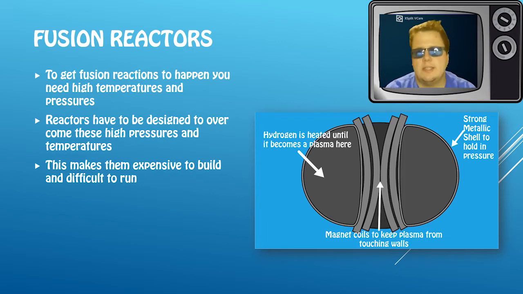Now, reactors are designed to overcome these high temperatures and high pressures. Where we do this is strong metallic shells to hold the pressure, and really powerful magnets to stop the charges from touching the walls so they don't cool down. And basically the problem with these high temperatures and high pressures is it makes these things really expensive and difficult to run. But we're getting there. Slowly but surely we are getting there.